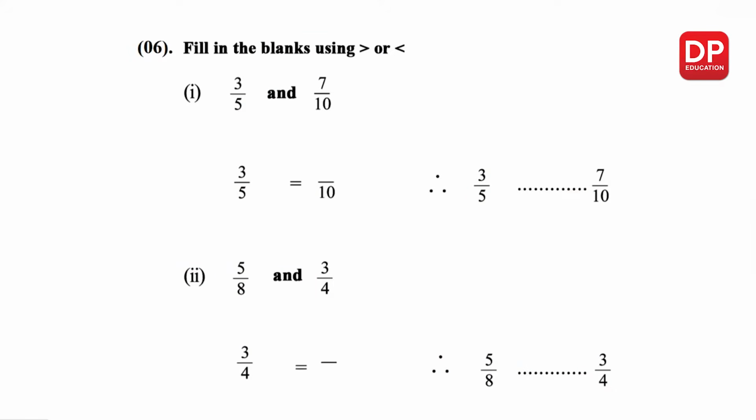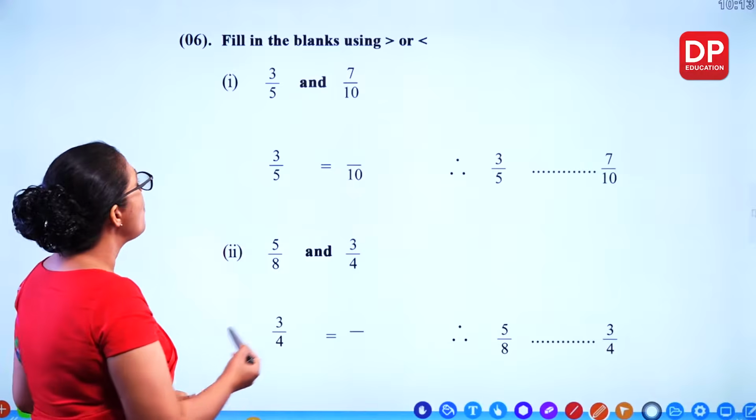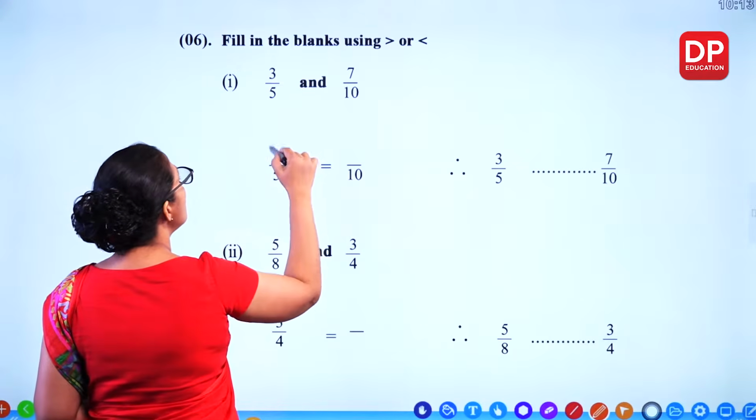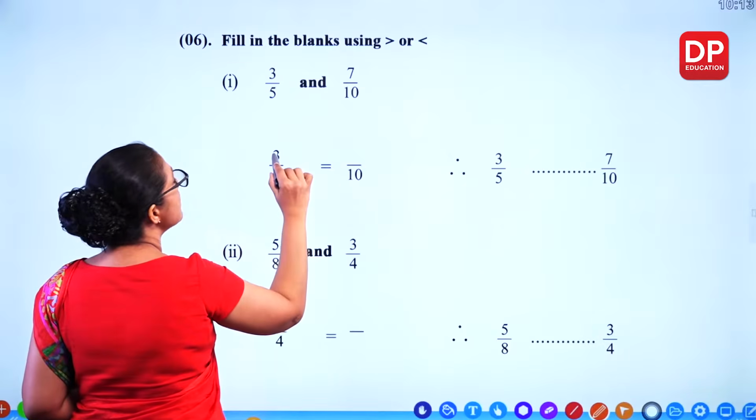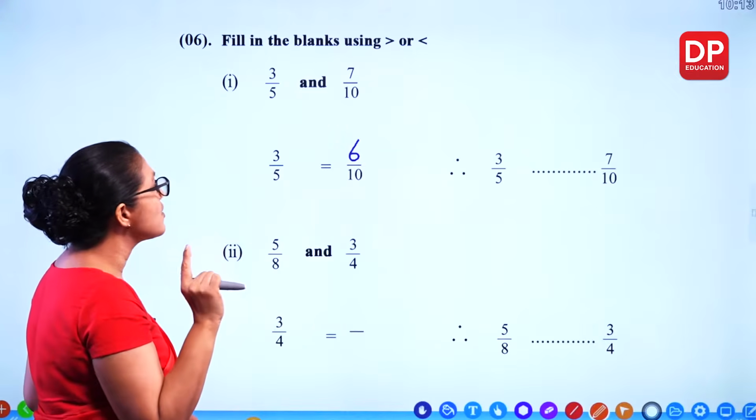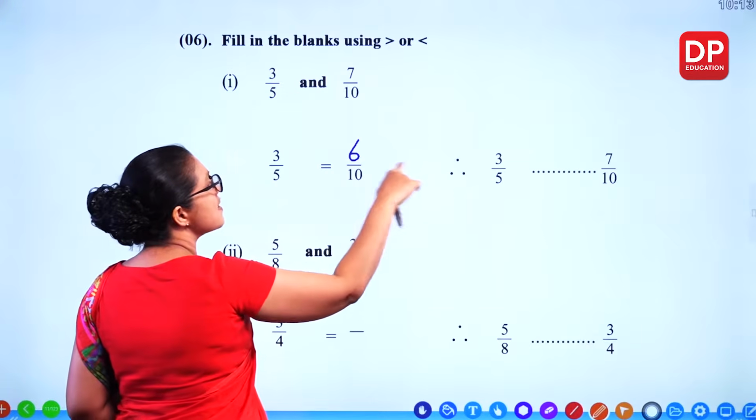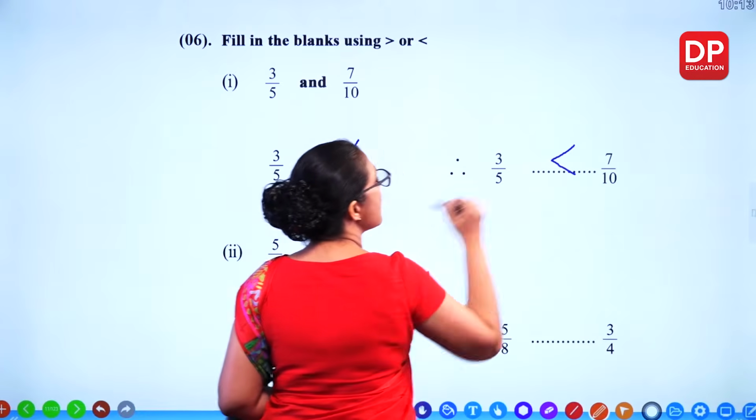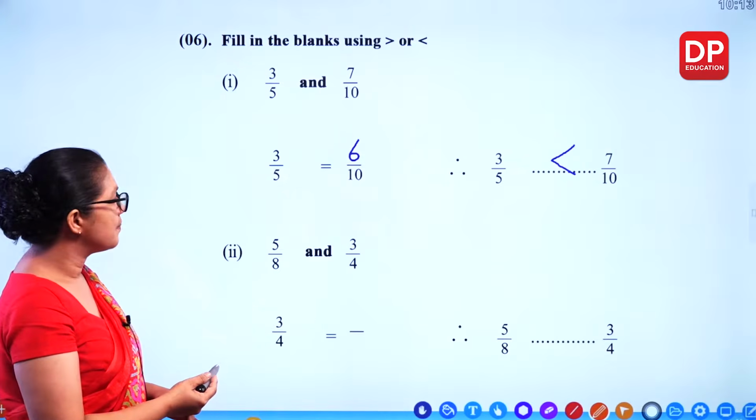Fill in the blanks using greater than or less than sign. 3 over 5 and 7 over 10. So we need to convert this to the equivalent fraction. So multiply by 2. Multiply this by 2, you get 6. Now which one is bigger, 7 or 6? 7 is bigger than 6. So we can say this side is bigger. So 3/5 is less than 7 over 10.